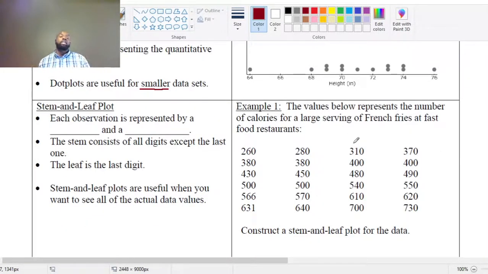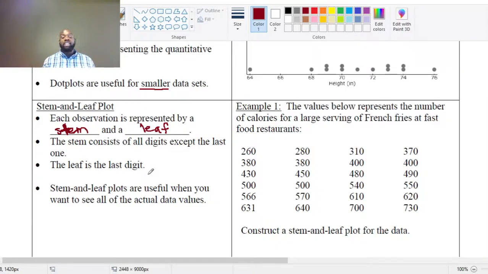You can also represent quantitative data using a stem and leaf plot. Each observation is represented by a stem and a leaf, right? So these names are self-explanatory. Now, stem and leaf are not as explanatory as, let's say, the dot in dot plots. But the stem consists of all digits except the last digit that you're interested in, whereas the leaf is the last digit in numbers, right? Again, this is for numerical or quantitative data.